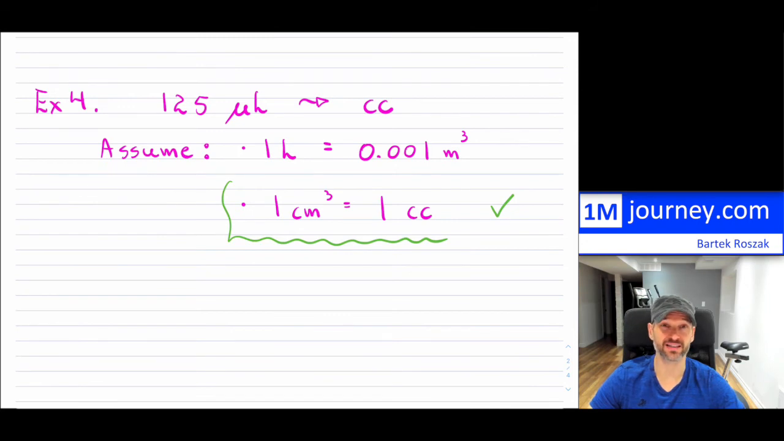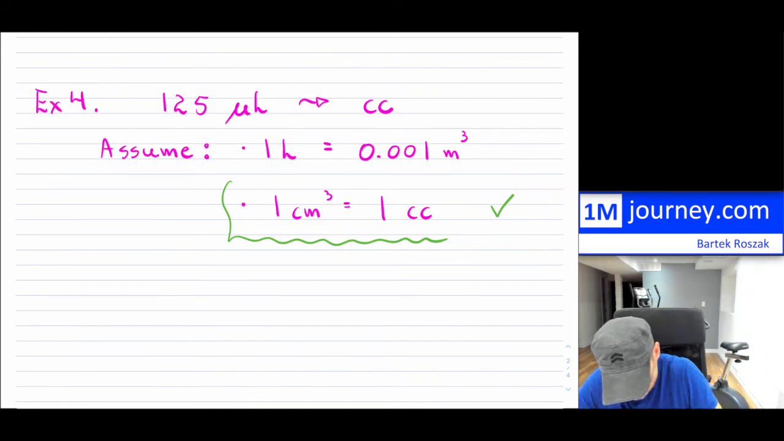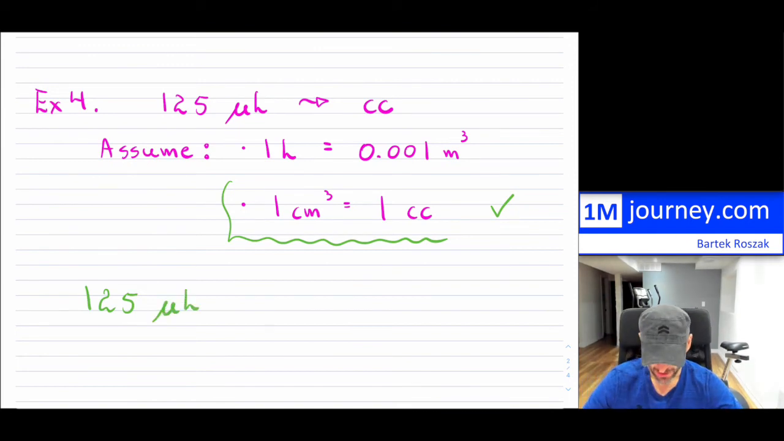I don't really see it used much in other fields, but I guess you can also use it in chemistry or something like that in laboratories if you're using volumes. So let's try this one. What do I have? I have 125 microliters, and now I want to convert this to cubic centimeters.